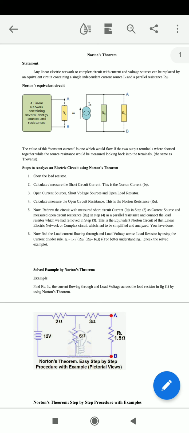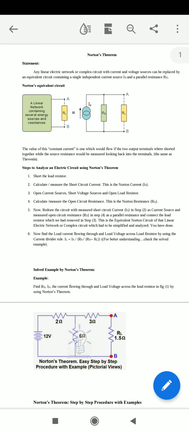The Norton's theorem statement is: any linear electrical network or complex circuit with current and voltage sources can be replaced by an equivalent circuit containing a single independent current source, IN, Norton's current, and a parallel resistance, RN, Norton's resistance, in parallel with the load resistance also.